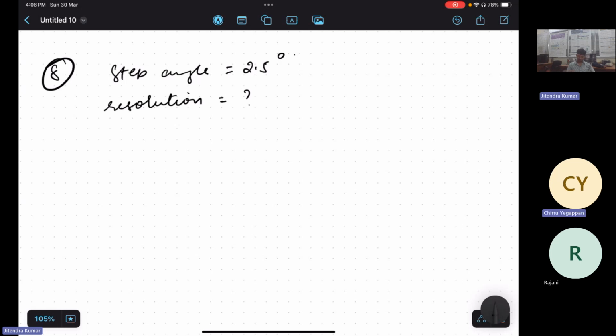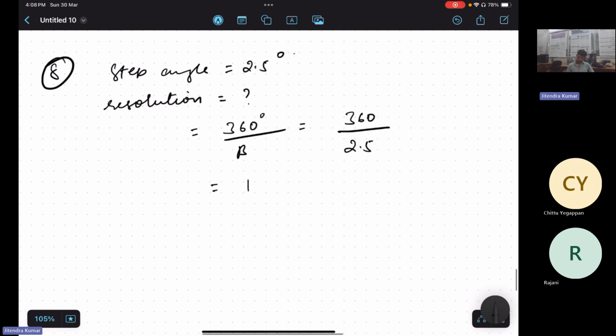360 by beta, sir. Yes, exactly, 360 by beta. Beta will be the step angle. So resolution should be 144 steps. In a revolution, there will be 144 steps, right? So resolution is how many steps it takes to complete a revolution, isn't it?